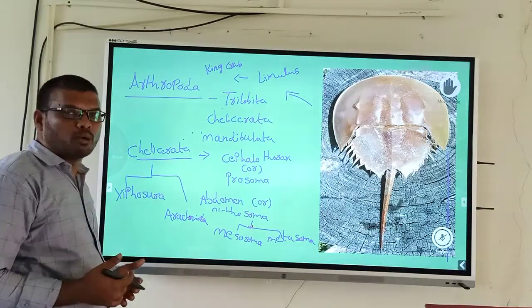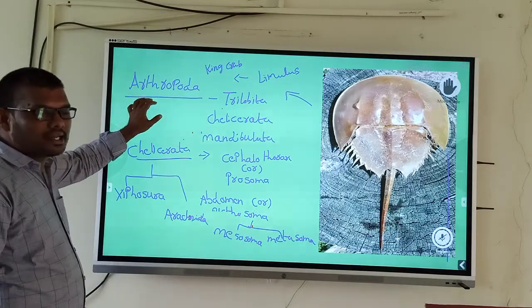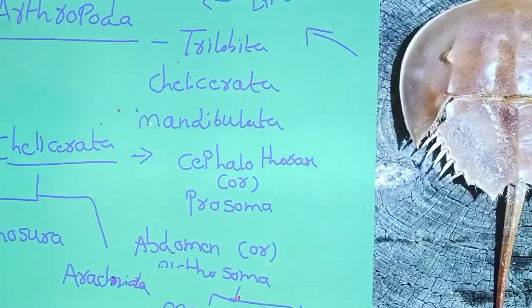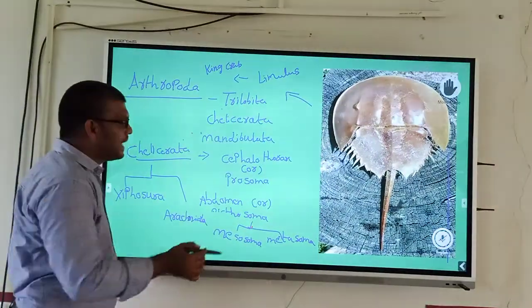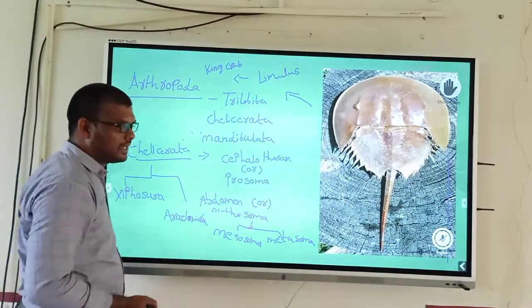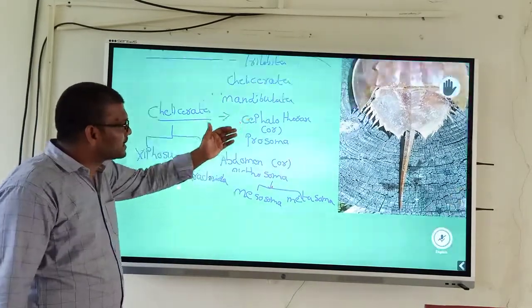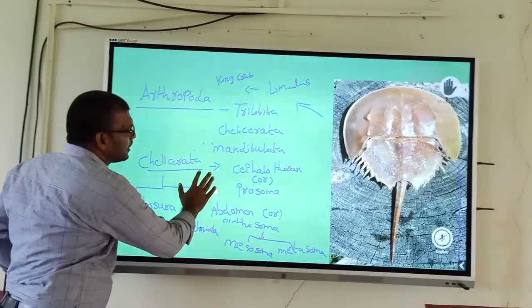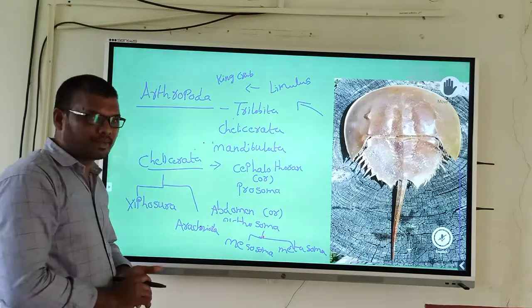Arthropoda, I can explain about the general characters. Here, the Arthropoda phylum can be divided into three subphyla. One is Trilobita, another one is the Helicerata, and another one is the Mandibulata. Last class, we discussed the Trilobita. Now we can discuss the Helicerata.